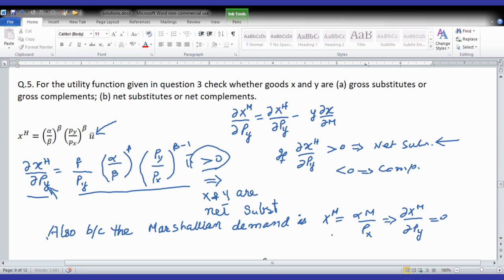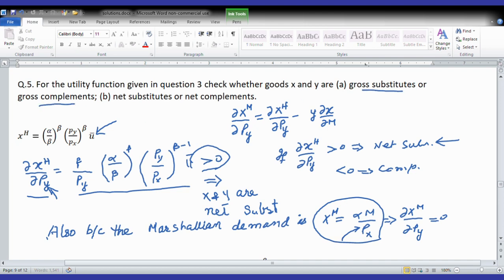See that for this utility function, this is what we have: xm equal to alpha m over px is the Marshallian demand function. If I take the derivative of this Marshallian demand function with the price of y, because see that in the Marshallian demand function there is no py, this means that the derivative of the Marshallian demand function with the price of y will become equal to 0, and this means that the two commodities are neither gross substitutes nor gross complements.